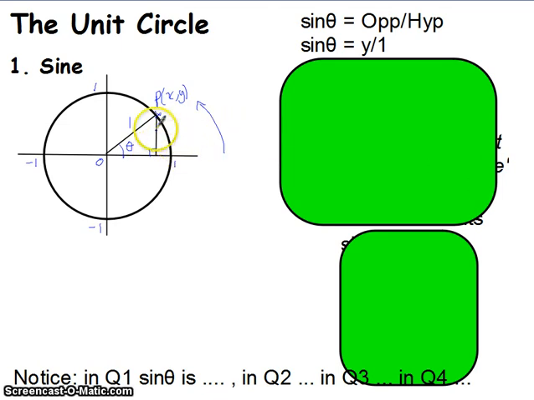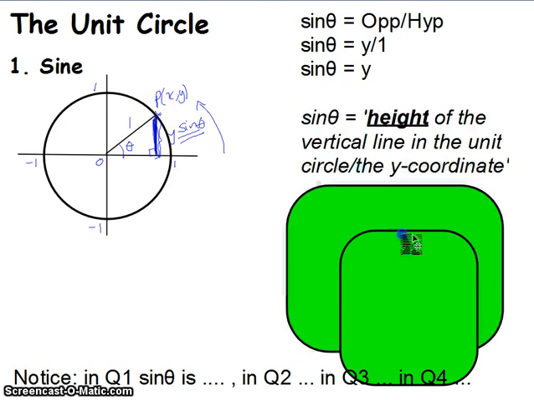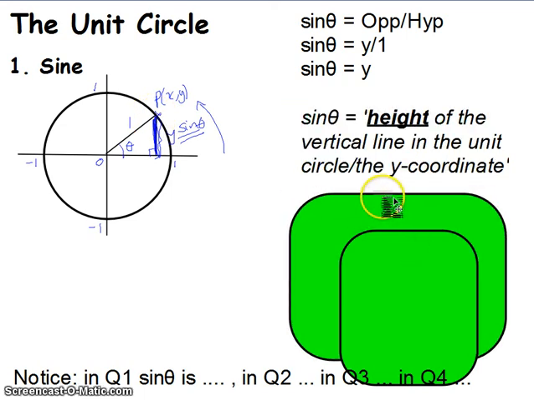So this side here is equal to y, which is the height, and because it's y divided by 1, y is equal to sine theta. So the height of that side is sine theta. That's what sine theta is: the height of that triangle, or the y coordinate on the unit circle. So the height of the vertical line in the unit circle, or the y coordinate there.